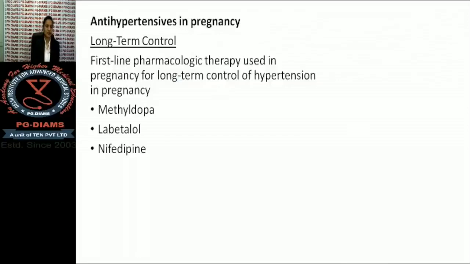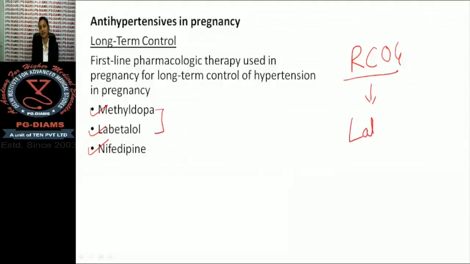Now to revise this topic again, let's just brush through the drugs. The first line therapy drugs that you use are methyldopa, labetalol and nifedipine. Out of methyldopa and labetalol, till now the books were not clear which is the first line drug, but according to the Royal College of Obstetrics and Gynecology, RCOG, the first line drug is labetalol for long-term control. If you cannot use labetalol, if the patient does not want to use labetalol, then you will use methyldopa.